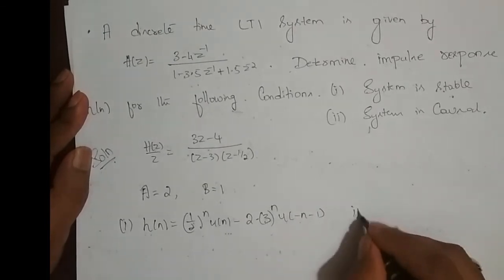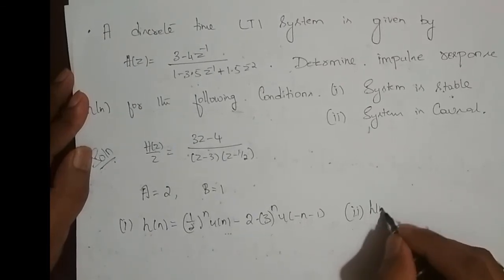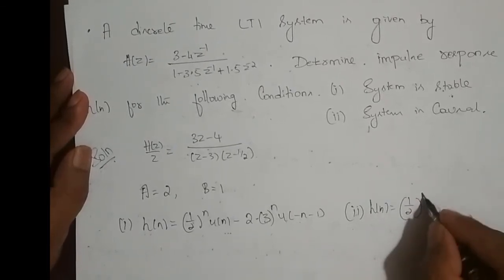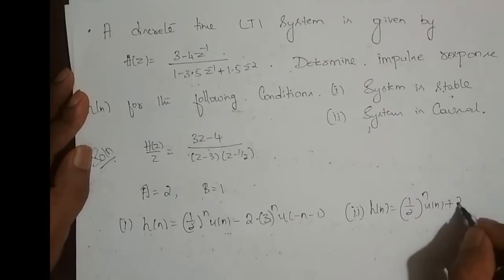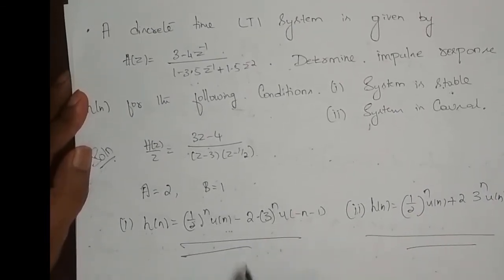And the second one, the impulse response for the causal system, is given by h of n equal to 1 by 2 power n u of n plus 2 into 3 power n u of n. This is the solution.